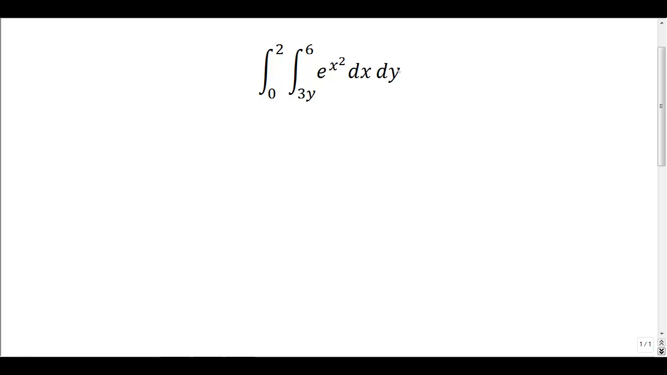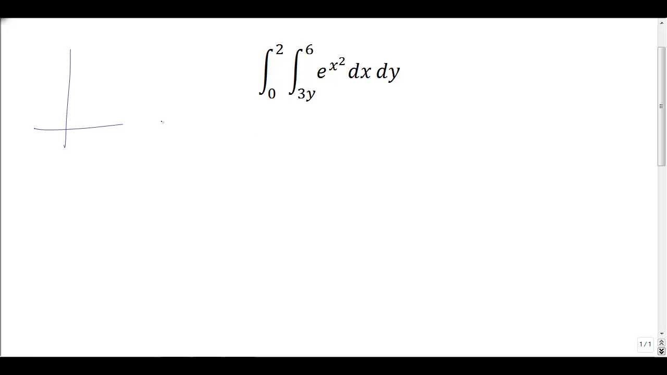So the point of this video is going to be to show you what you can do to do this in a totally different way, where you don't really have to switch the order of integration. We're going to start off with the standard approach, switching the order of integration here. So to do that, the first thing I'm going to do is draw my region.